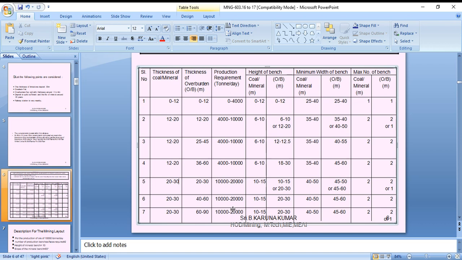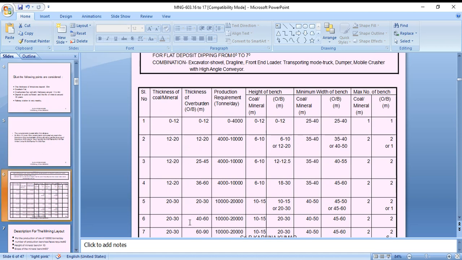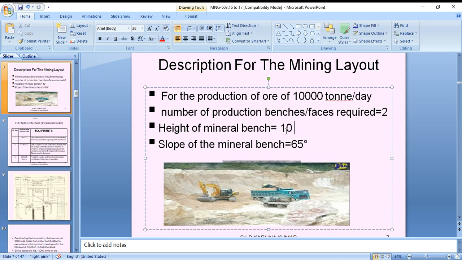Next, a description about our mining layout. For a production of over 10,000 ton per day, around 2 production benches are required. The height of the mineral bench is around 10 meters, so it can be maintained at 10 meters. Slope of the mineral bench is 65 degrees.